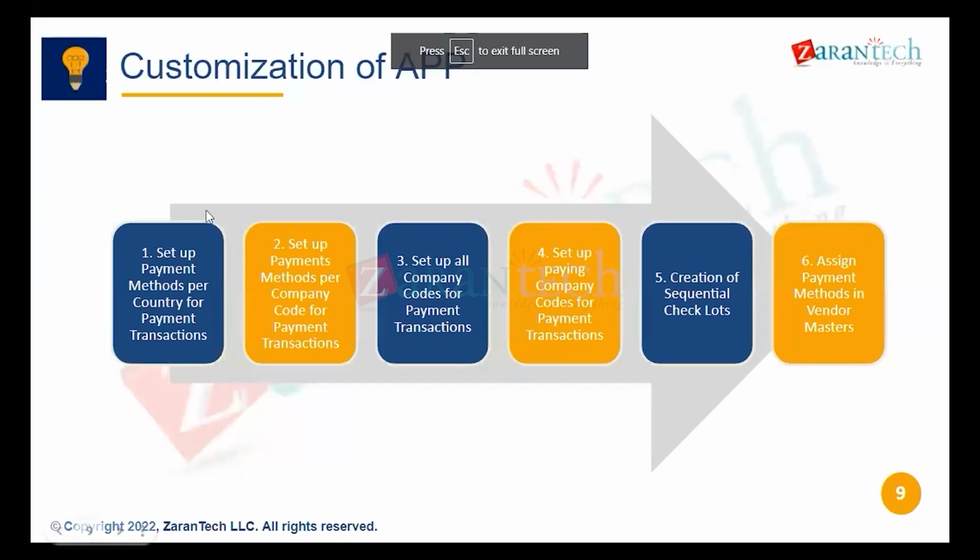Okay, so what have we done? We have done the first step, payment method setup, then payment method per company code, all company codes for payment transaction, paying company code, and check lots. So the sixth step is pending: assign payment methods in the vendor master. How is the vendor getting paid? Is it getting paid through check mode or whatever? That one we have to specify.